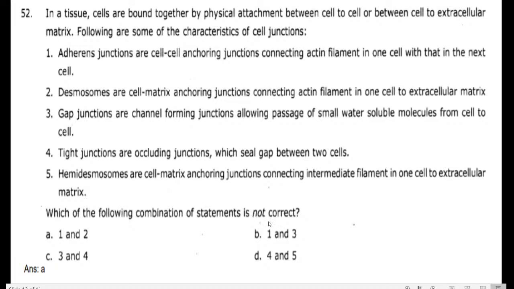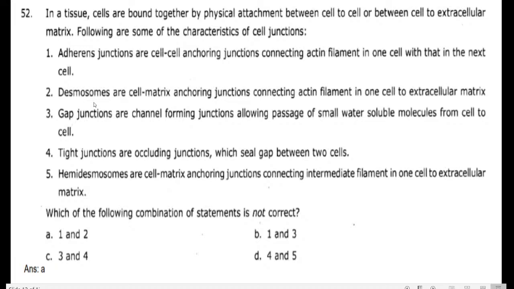The combination is not correct. Another thing, the statements are all correct, but the combination of statements is alone not correct. Adhesion junctions are cell-cell anchoring junctions connecting actin filaments in one cell with those in the other, but it's not correct when it is connected with another statement.